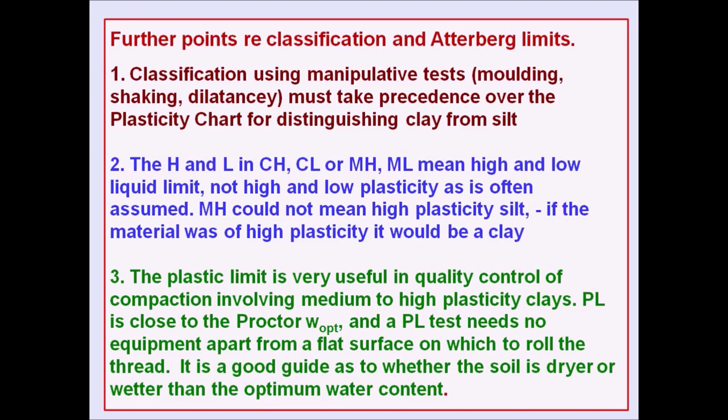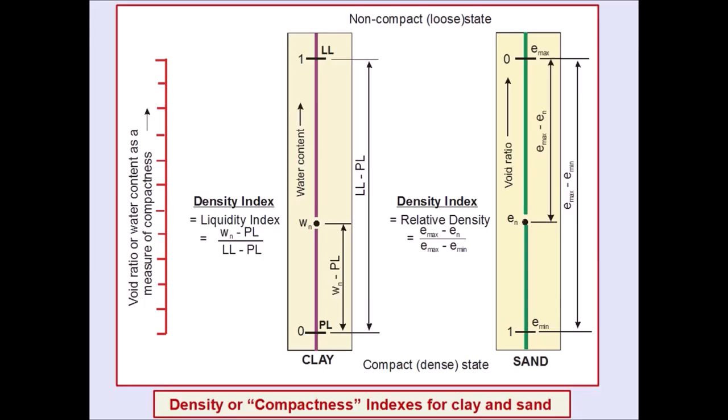the optimum water content. So coming on to what I've called here compactness indexes. We've got one for sand, which you're probably very familiar with, the relative density. It is a measure of the denseness or the compactness of the material. And for clays, we've got the liquidity index, relating the position of the water content in relation to the plastic and the liquid limit.